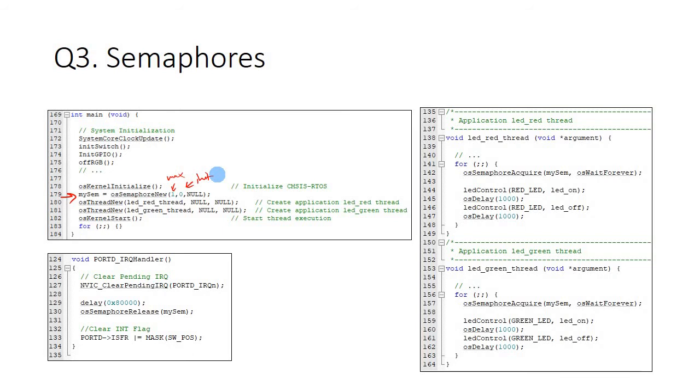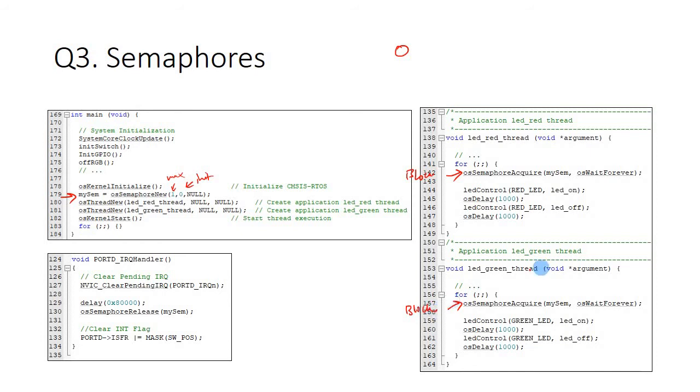If you look at both the threads, the first thing that both the threads do is they attempt to acquire the semaphore. In this situation, the initial value of the semaphore is 0. So when I try to acquire a semaphore when the initial value is 0, you will not be able to get the semaphore, so the thread here will become blocked. Similarly, when the LED green thread comes, it tries to acquire the semaphore and then it also becomes blocked.